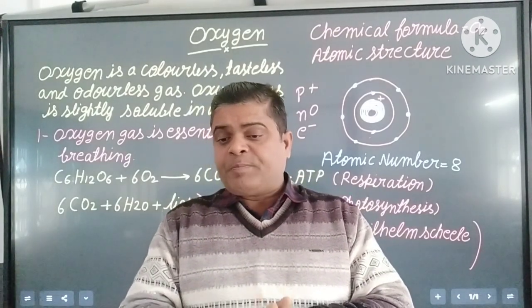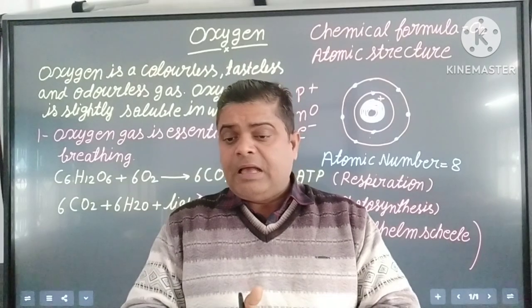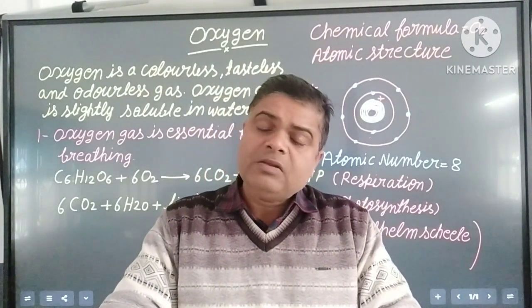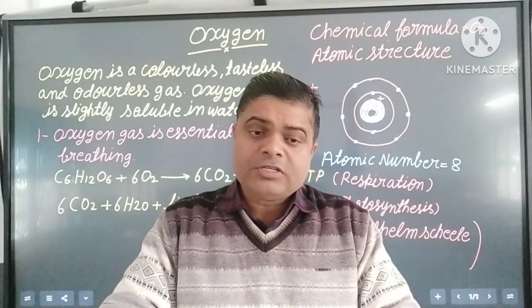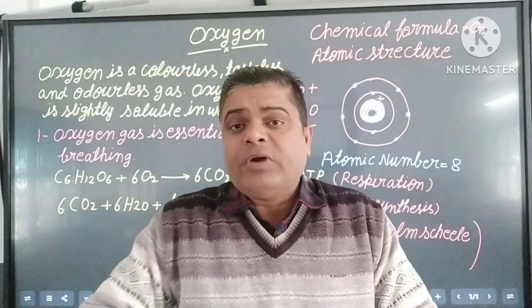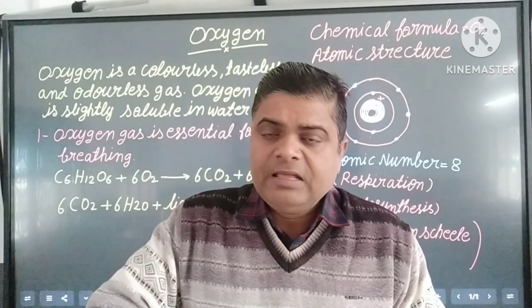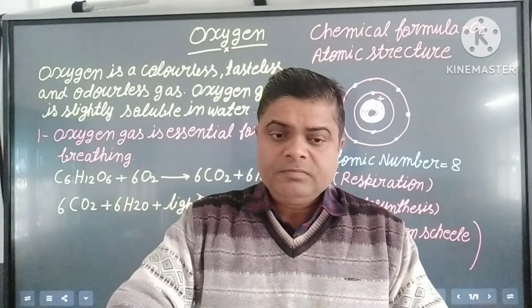So oxygen is present in plants and animals in the combined state. It is also present in earth crust, animal and vegetable matter. Okay, students? So this is the importance of oxygen. That's why oxygen is the life gas.